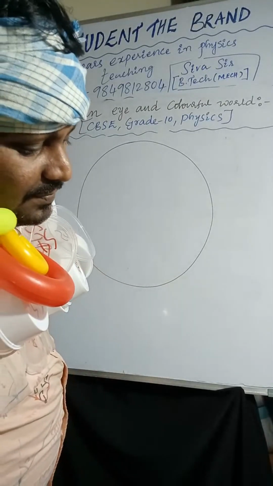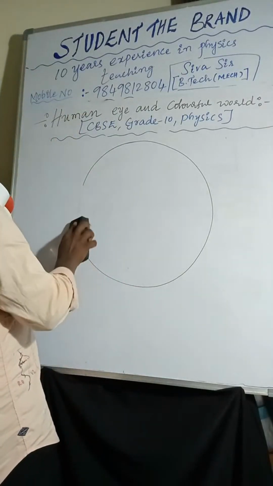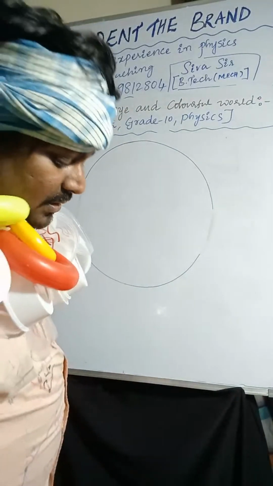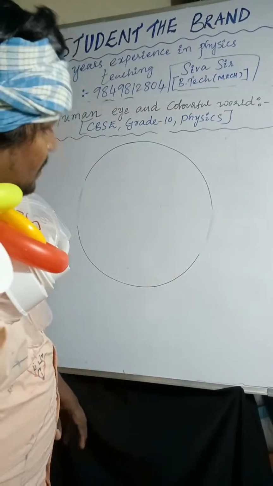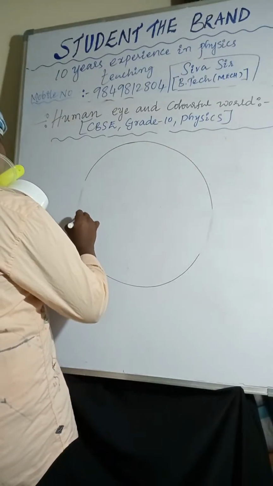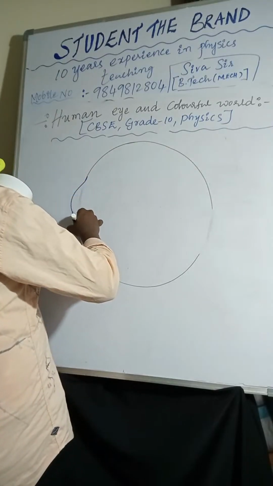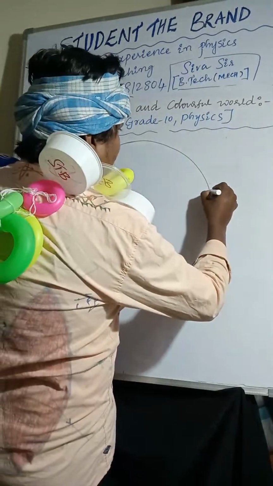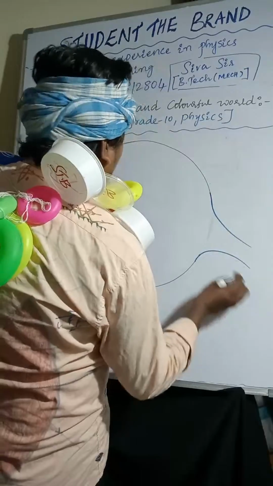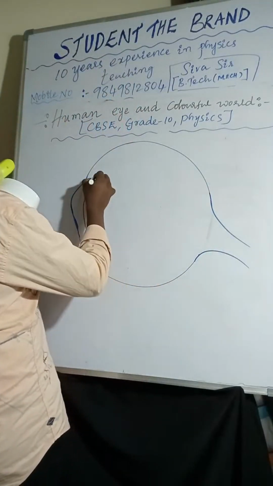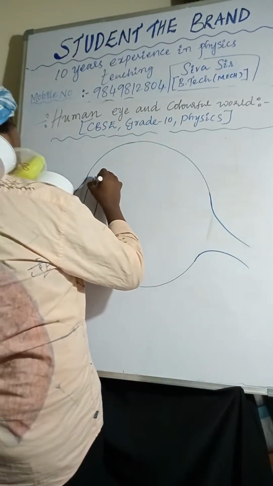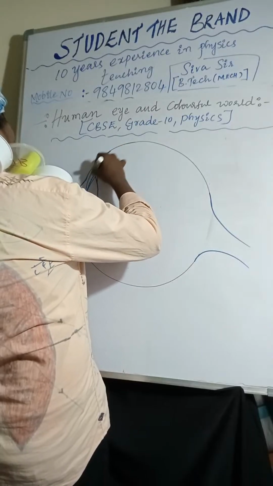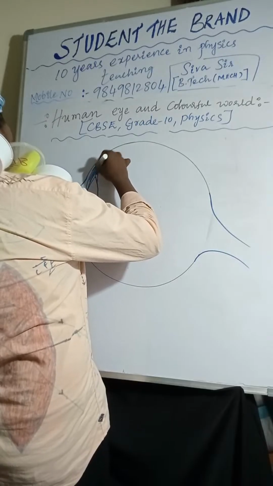Now here I am considering. You can see this is the cornea. I am considering here the cornea. And this is the iris.